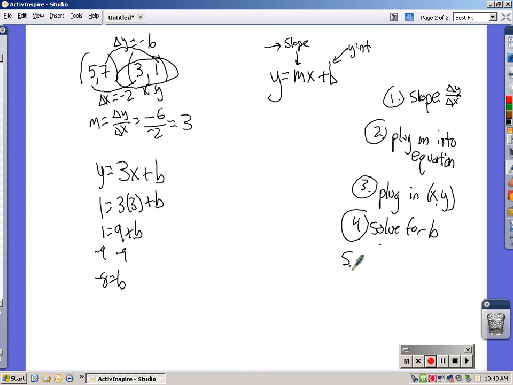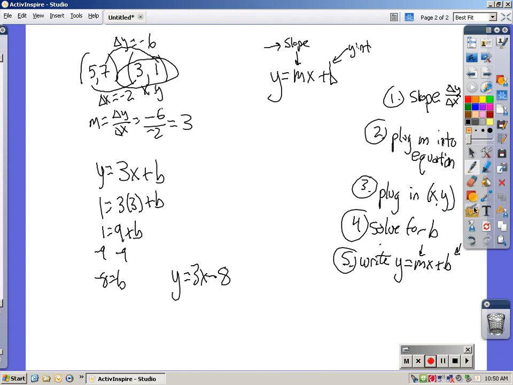And then the last thing I'm going to do is write the equation with the pieces that I know. I know m. I know b, and I'll have my equation. So it should be y equals 3x minus 8. And that is the equation that goes through those 2 points. And I can always check them, right? Plug in x for 5, plug in y for 7, left will equal right.